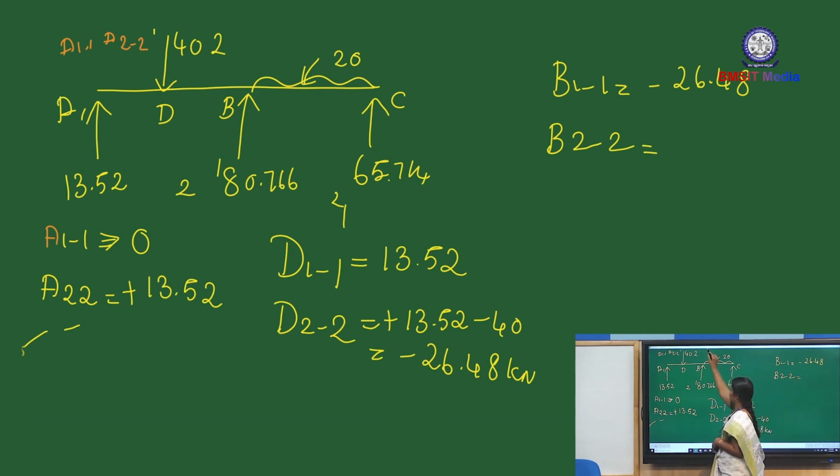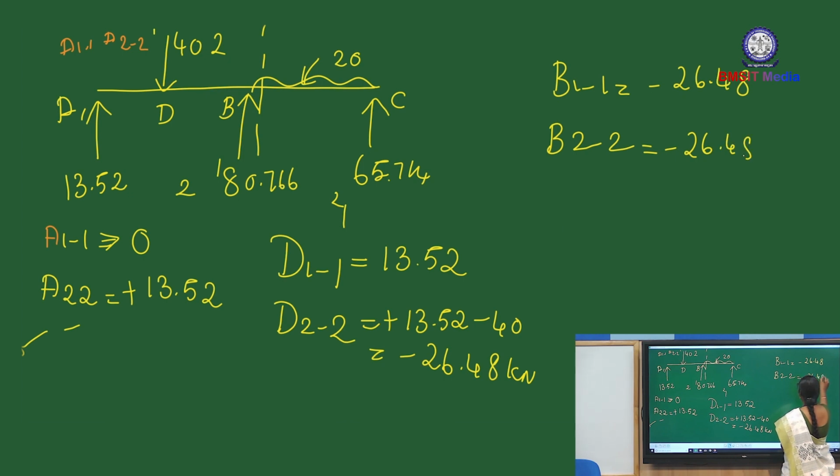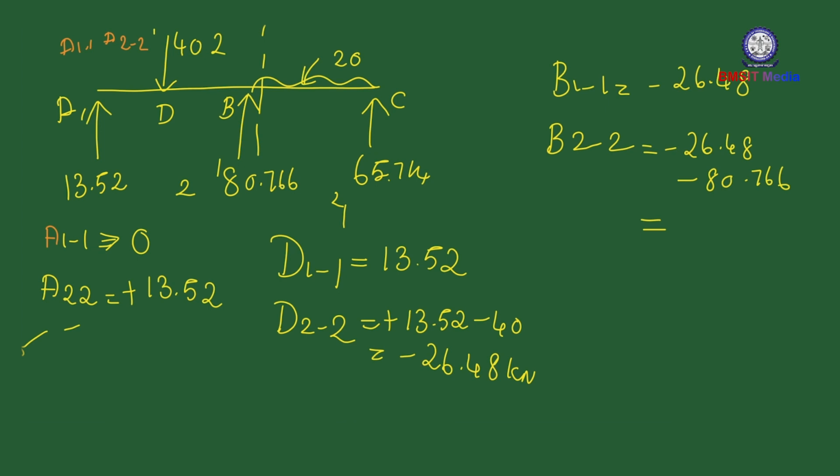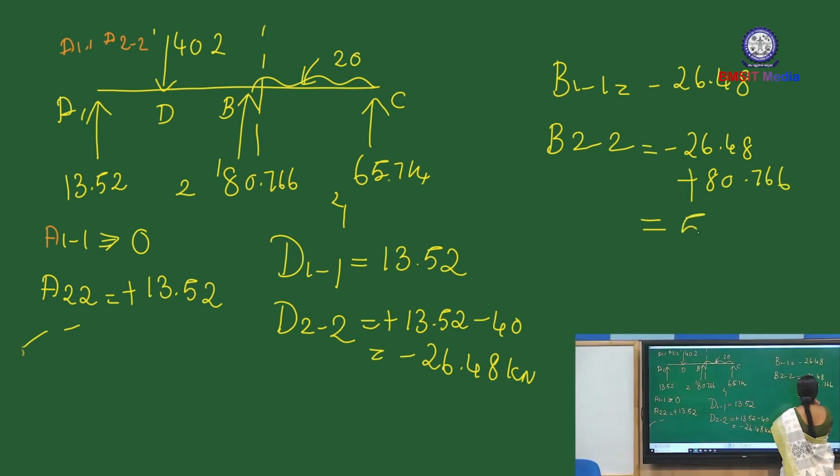Next we have to find B22. B22 means this is B22. On the back side of this section, one more value is added here, that is 80.76. So plus 13.52 minus 40, plus 80.76. These two values we have already calculated, minus 26.48. Again we add one more value, 80.76, so the answer is 54.28. This force is acting upward, so positive, 54.28 kilonewton.